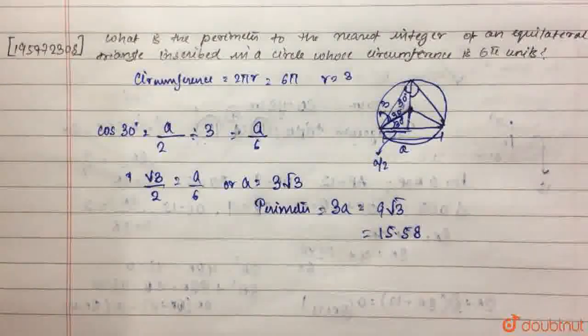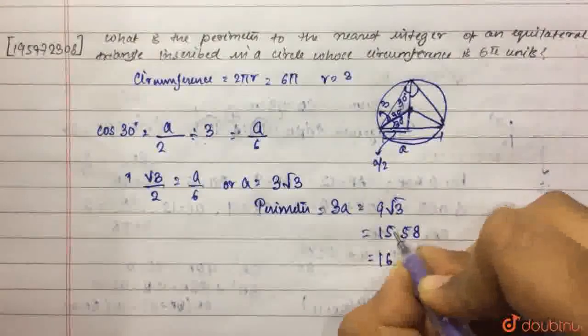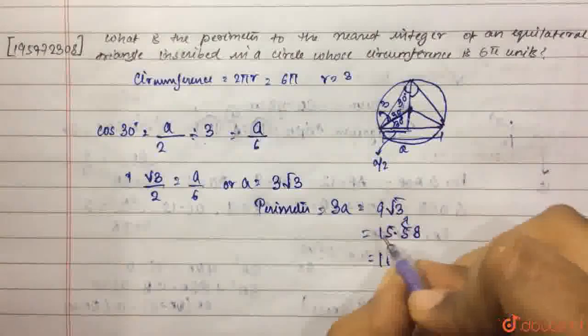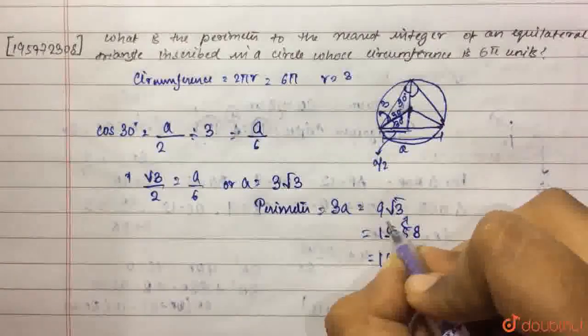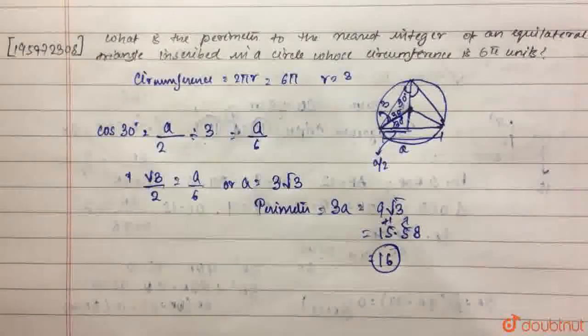Now we have been asked to find it to the nearest integer. So the nearest integer will be 16, because after the decimal point this number is 5 or more than 5. If it is, then the digit immediately before the decimal point gets increased by 1. So this is 16, which is the answer to this question.